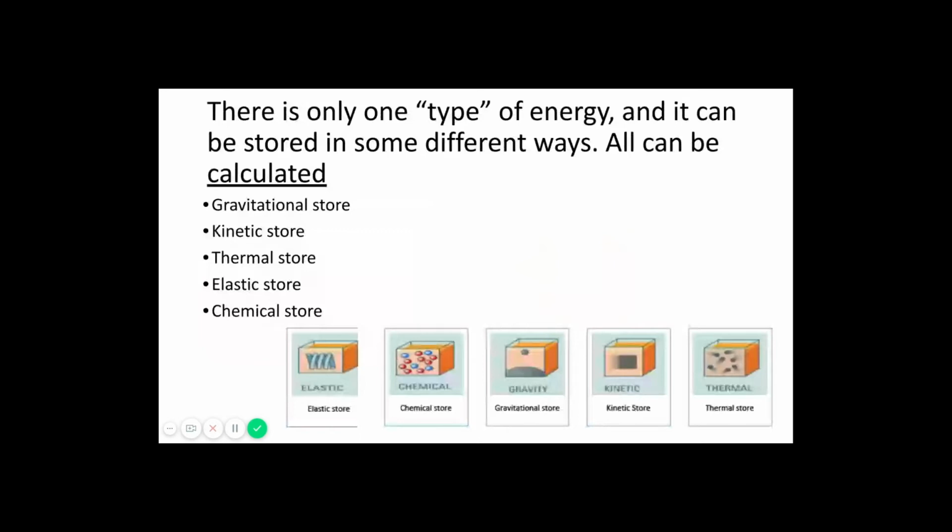You might notice the absence of light, sound, and electricity. Now, that is not because they don't carry energy, of course they do, but more to do with the fact that for these listed stores, the one I'm really interested in is how much energy in joules is in the store that I can calculate. Whereas for light, sound, and electricity, it's much more useful to think in terms of how quickly energy is being transferred, in joules per second or in watts.